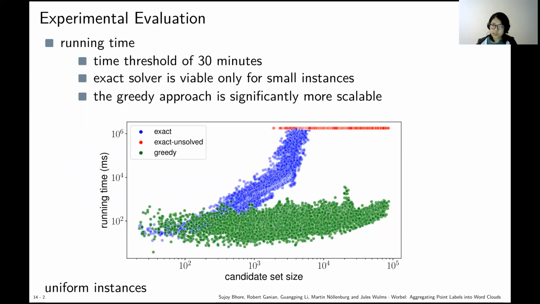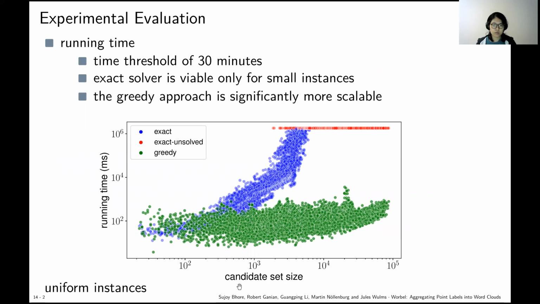So in the first set of experiments, we compare the running time of these 2 approaches. Here we set a time limit of 30 minutes, and as input size, we use the number of candidate rectangles, because now we only focus on these weighted independent set solvers.